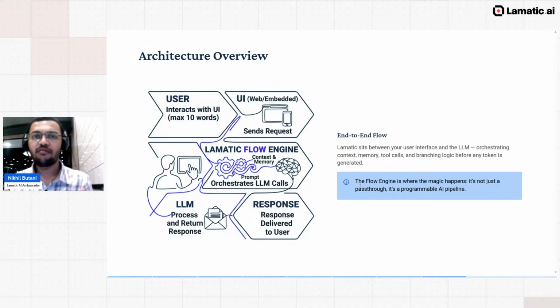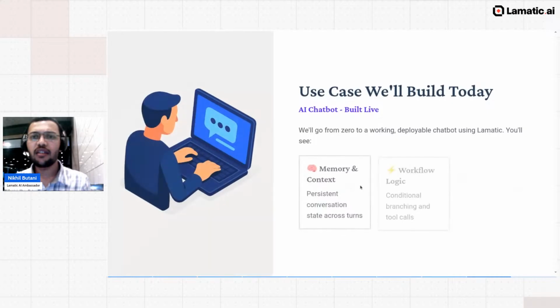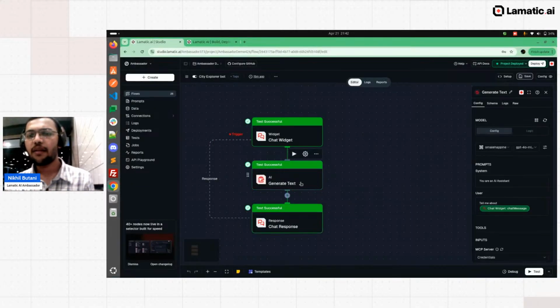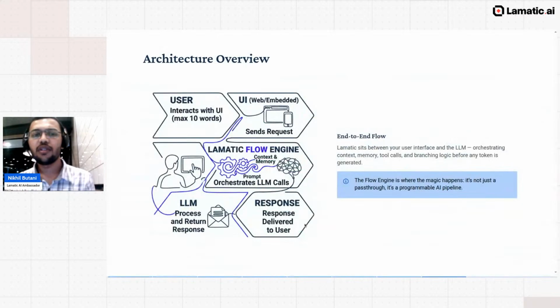But before handing over to Harsh, just sharing this: what the architecture actually looks like here. A user sends a request, and the Lamatic flow takes the context and saves the memories, right? And then it calls the LLM, whichever we added here, generate text to chat response. So the LLM basically processes and returns a response, and whichever response we get, it will deliver to the user. So it will work like that.